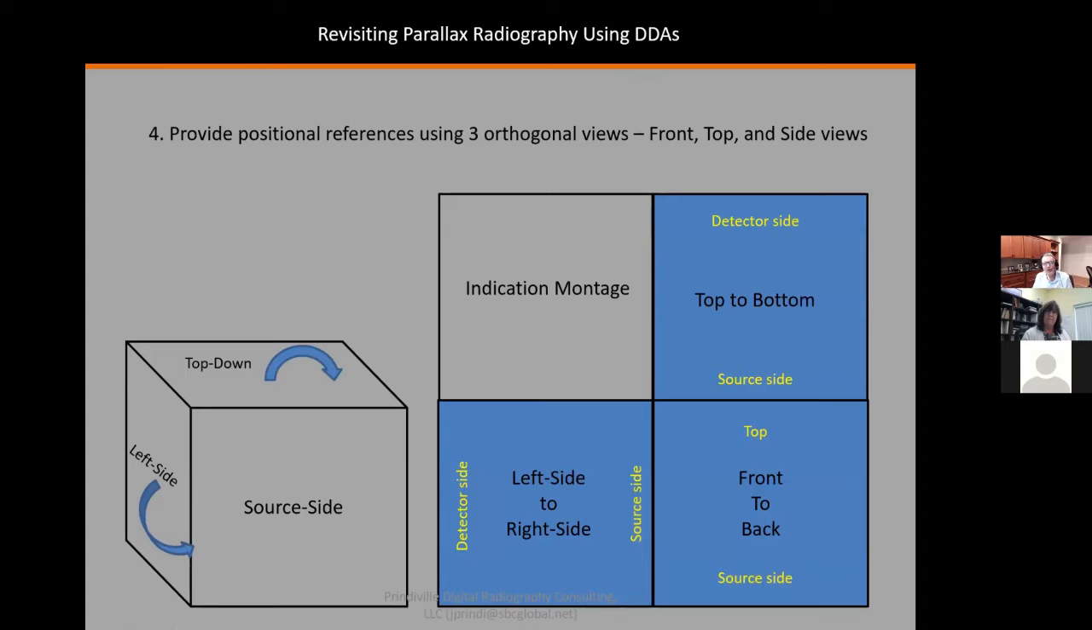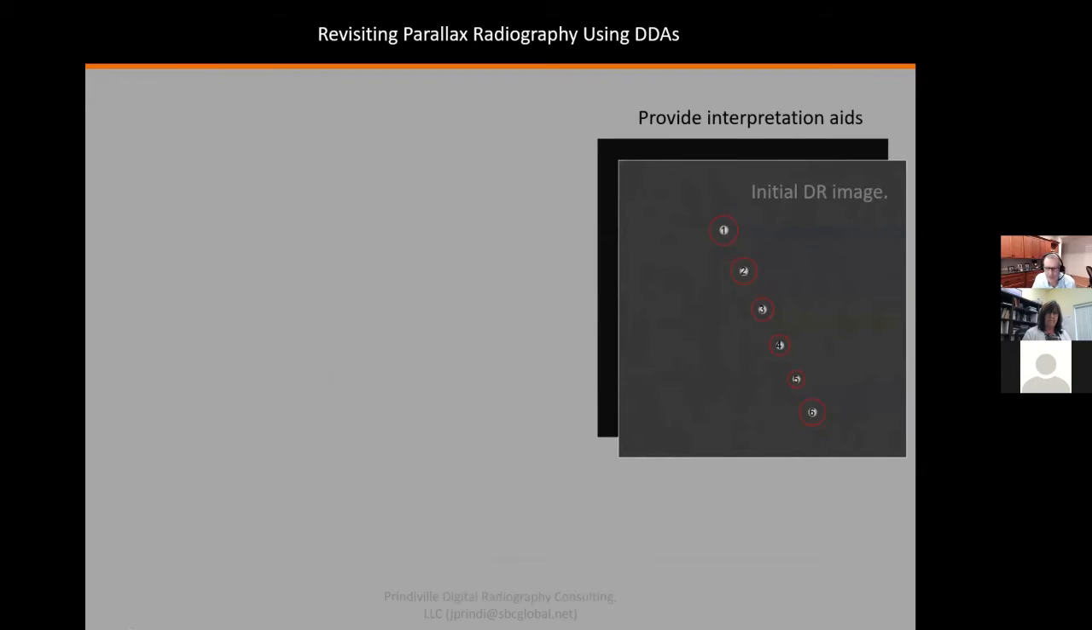So now we're going to look at seeing if we can display 3 orthogonal views. So we're going to just take our box, source side, top down, left side, and we're going to just fold it out so that the source side is going to be here, top down is going to be here with the source side here, detector in the back, and then left side is going to be over here. And we're going to be looking from the left side to the right, so the right's going to be further away. So here's our overlay.